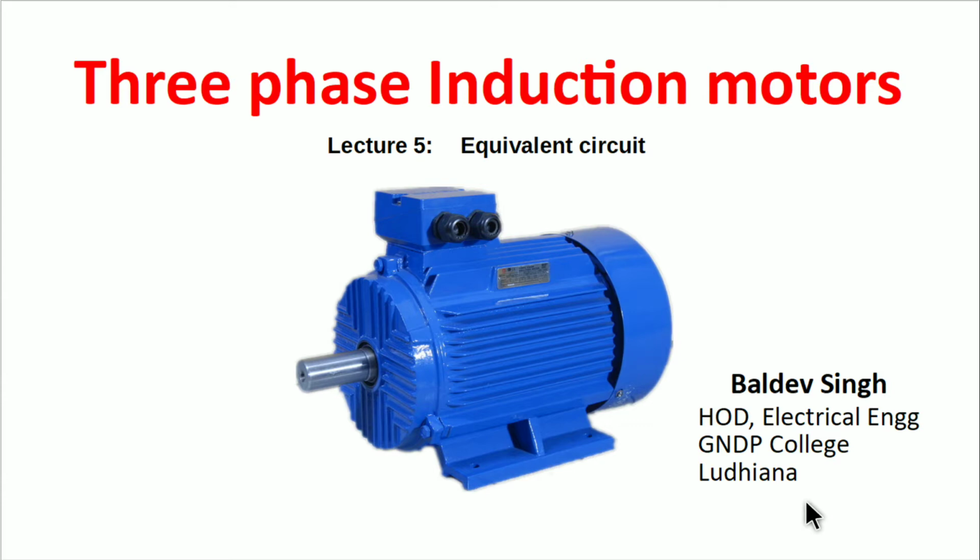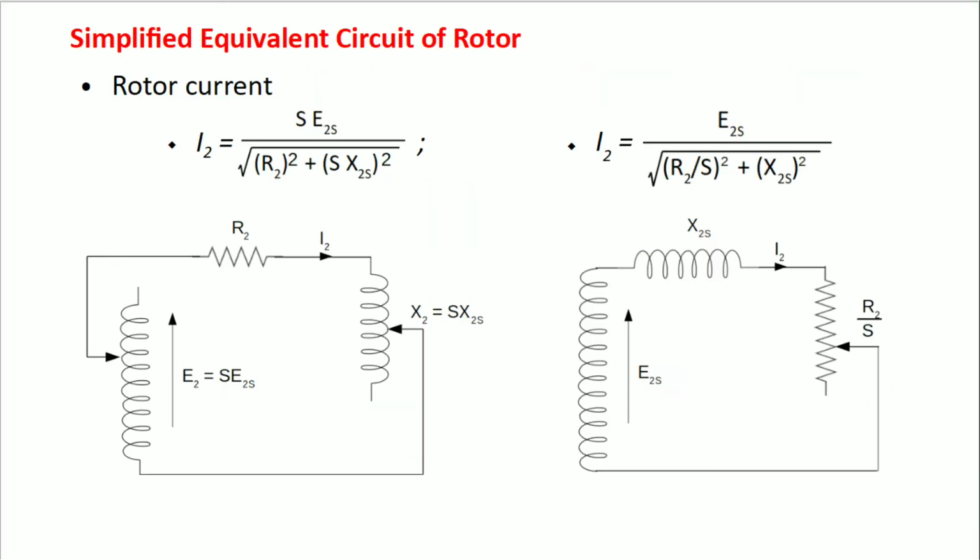Hello, we will discuss the equivalent circuit of the rotor of a three-phase induction motor in today's lecture. The rotor current equation we have already discussed in the previous lecture. I2 is given by S E2S divided by the square root of R2 square plus (S X2S) square, where I2 is the rotor current and S is the slip. E2S is the EMF induced in the rotor at standstill, and R2 is the rotor resistance. X2S is the rotor reactance at standstill.